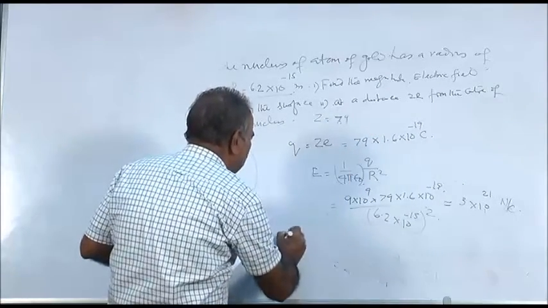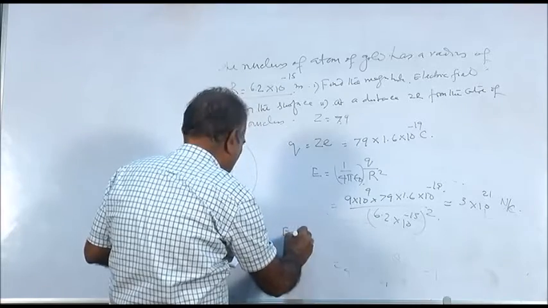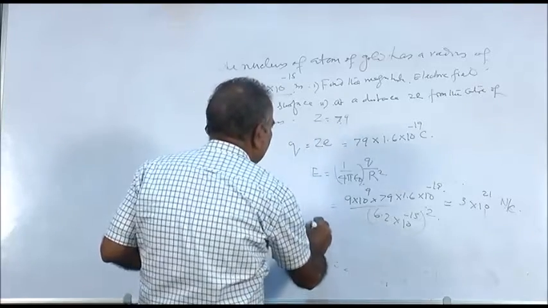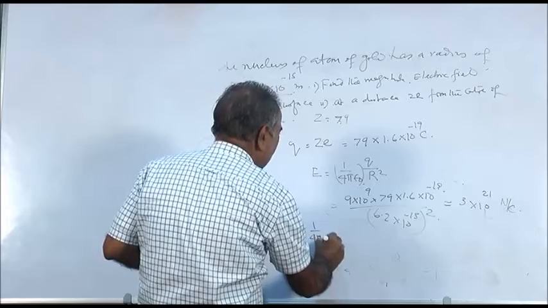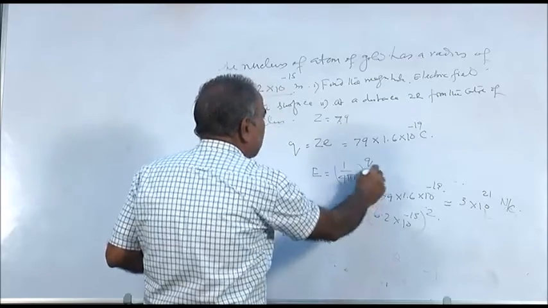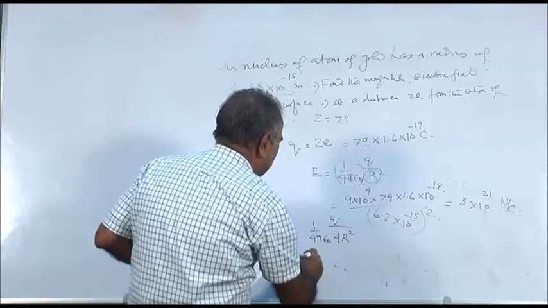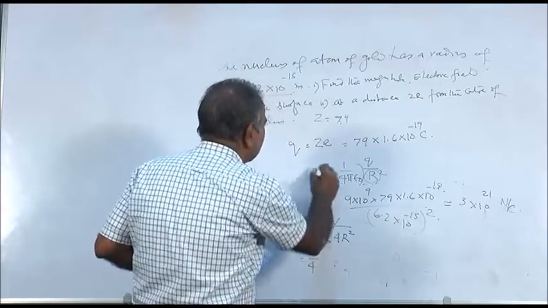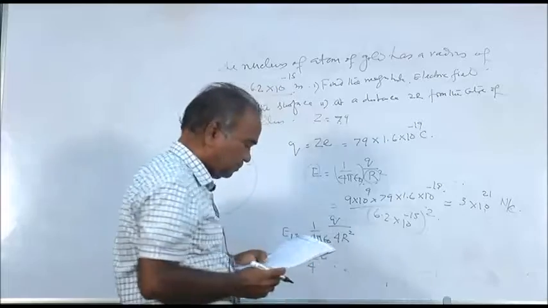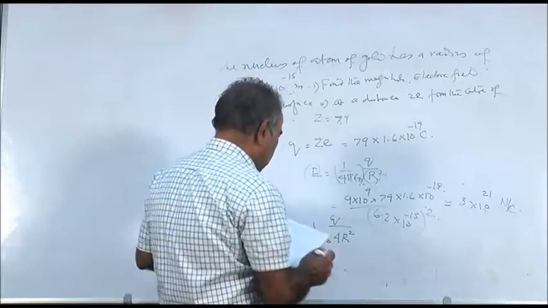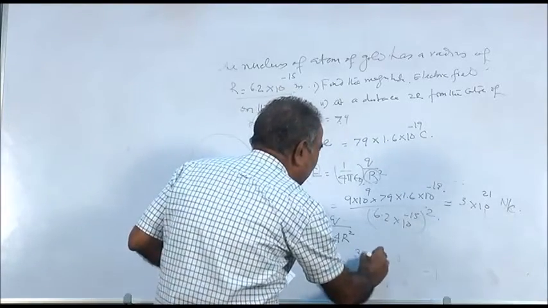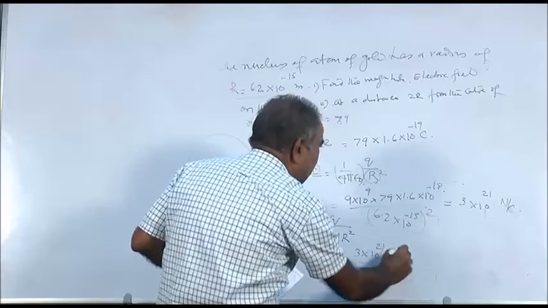Similarly, 2r means E1 will be 1 by 4 pi epsilon 0 Q by, in place of r you put 2r, so that means 4r square. So that means 1/4 of this E. So that is equal to 3 into 10 to the 21 divided by 4, that is 80 Newton by Coulomb.